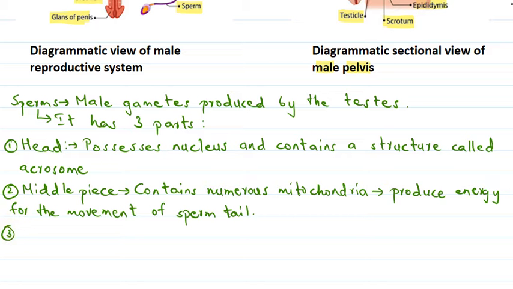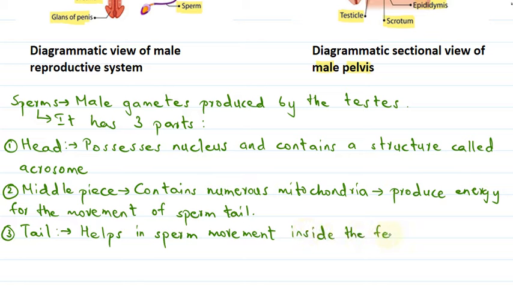Then the third part is the tail of the sperm. This tail helps in the movement of the sperm inside the female reproductive tract. So this is the function of the tail of the sperm.